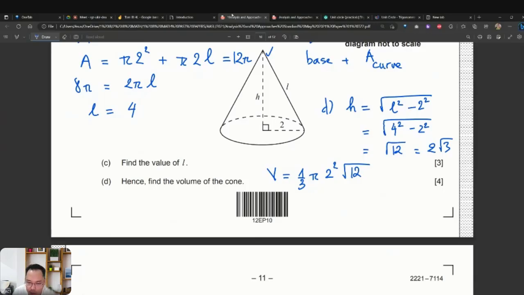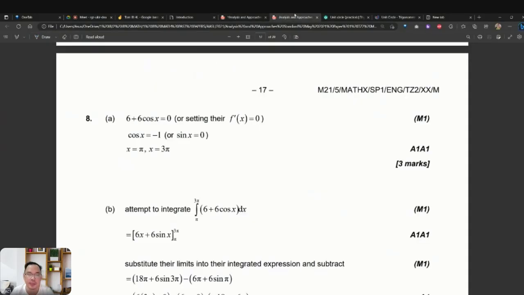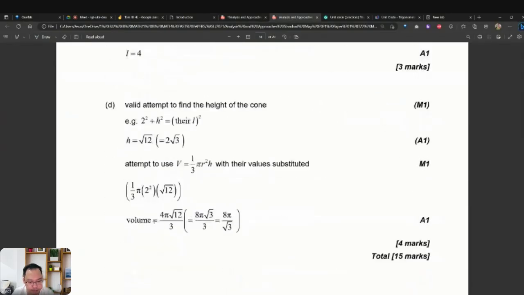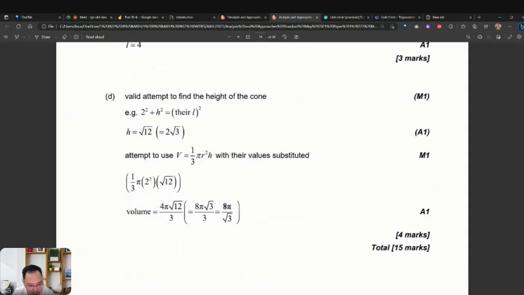Okay? So can we simplify this? 4 times 2 is 8. 4 here times 2 here is 8. 8 pi square root of 3 over 3. Okay. Here, 8 pi over square root of 3, anyways are accepted. Okay.